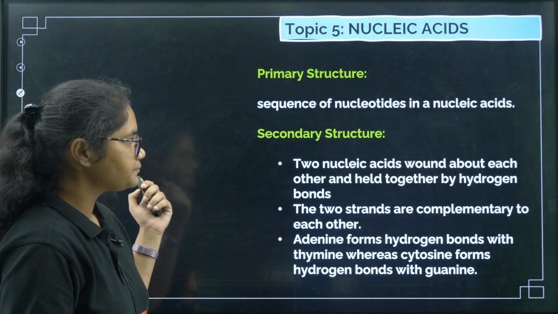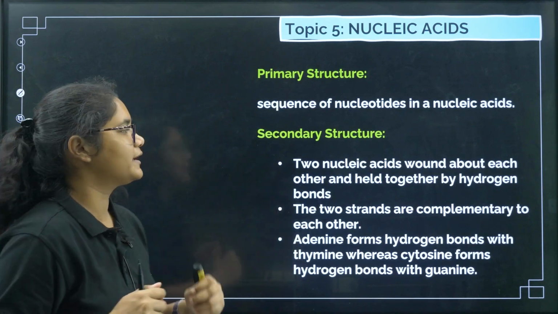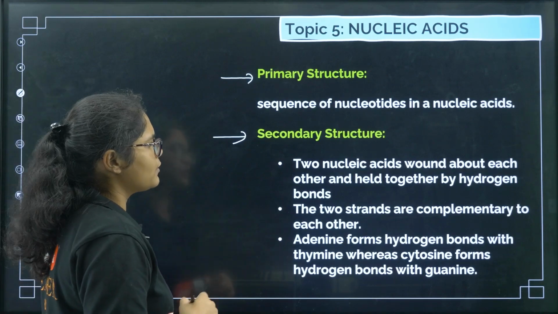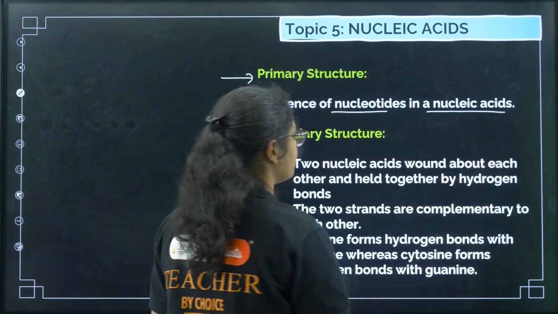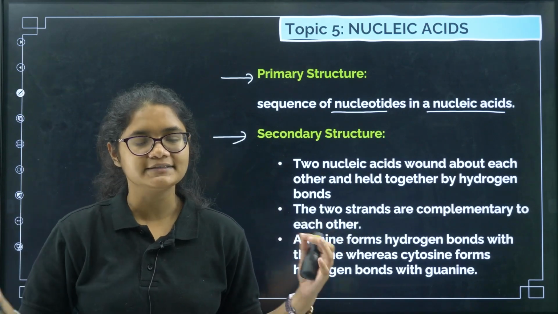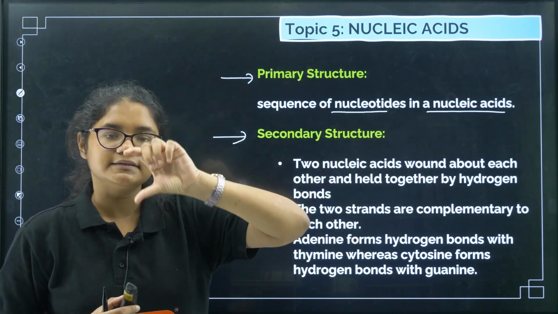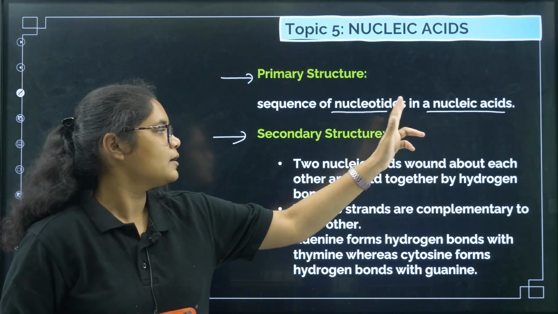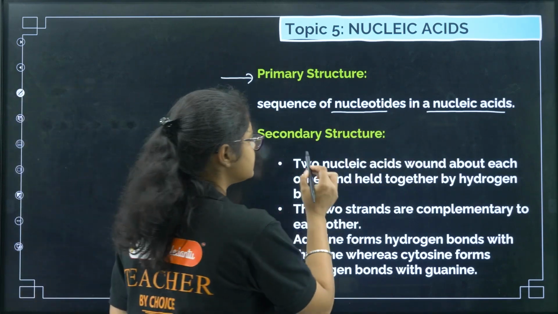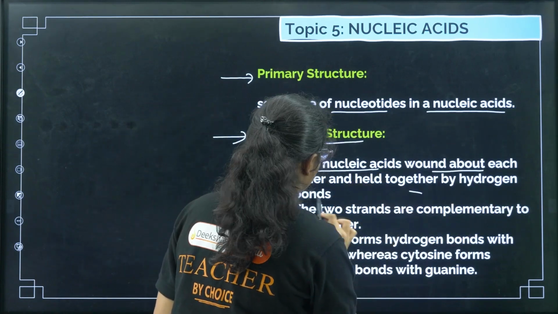Next, like we have primary, secondary and tertiary structure in proteins, similarly nucleic acids also have primary structure and secondary structure. In primary structure, what happens? It is the sequence of nucleotides in the nucleic acid. Like you remember, the primary structure of proteins is the sequence of amino acids. Similarly, the different nucleotides present in that particular nucleic acid and their sequence is nothing but your primary structure. Now coming to secondary structure. Secondary structure is two nucleic acids wound about each other and held together by hydrogen bonds.